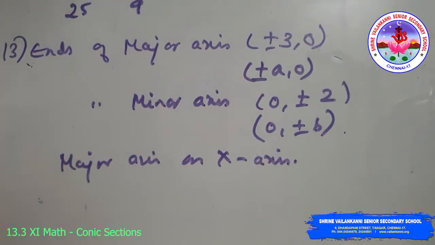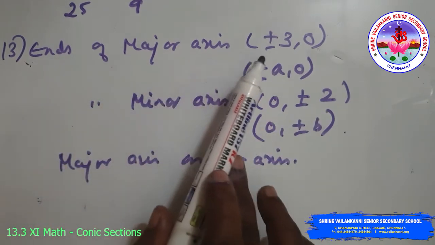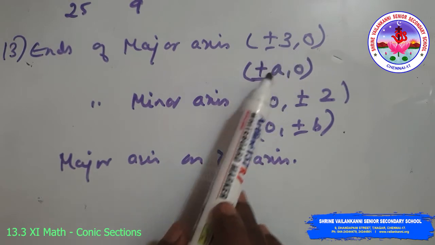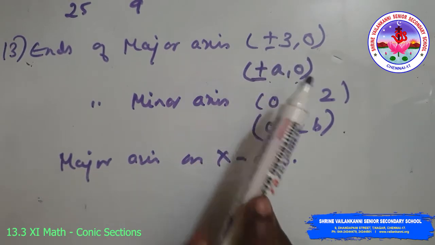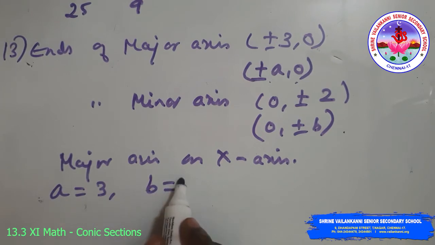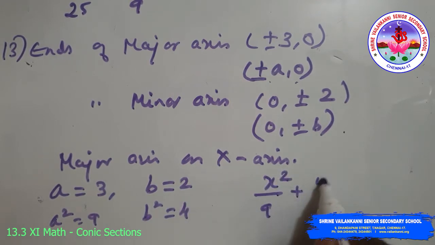13th one, ends of major axis plus or minus 3 comma 0 and ends of minor axis is 0 comma plus or minus 2. Here the major axis is along x axis. It's given that plus or minus 3 comma 0, that is plus or minus a comma 0. Here a is 3 and b is 2. So a square is 9, b square is 4. The equation of the ellipse is x square by 9 plus y square by 4, which is equal to 1.